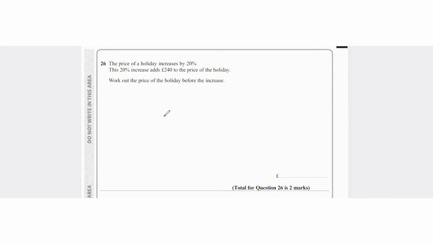Question number 26, it says the price of holiday increases by 20%. This 20% increase adds 240 pounds to the price of the holiday. Work out the price of the holiday before the increase. So that means 240 is basically representing 20% of X. So that's going to be 240 equals 0.2X, because the 20% increase adds 240 to the price of the holiday.